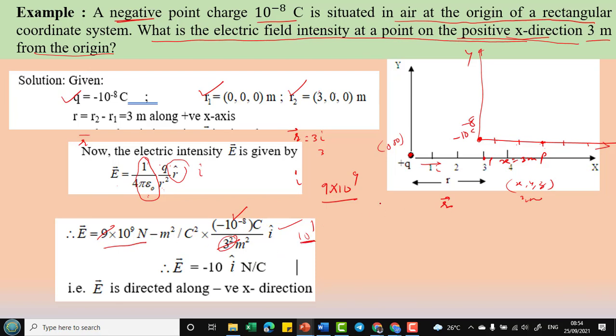So that will be, sorry यहाँ पर मैंने पॉजिटिव चार्ज लिखा, नेगेटिव चार्ज है, ठीक है. So that will be directed towards this charge, that is against the direction of I. So E is equal to simply minus 10 I Newton per coulomb. All are in SI units. So unit of this because unit of E is F upon Q.